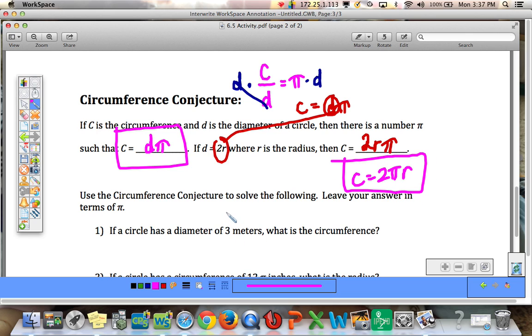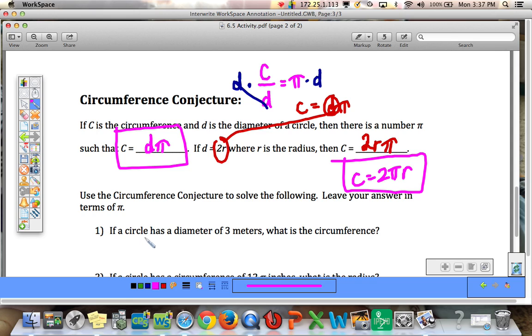We're going to use these two formulas to solve the following equations. It says leave your answer in terms of pi. And what that means is if we have pi in the answer, we're going to leave it pi and not multiply it by 3.14. We're going to get an exact answer, it's called.